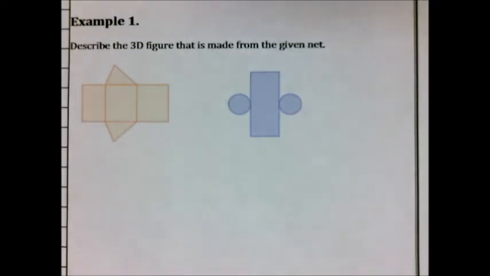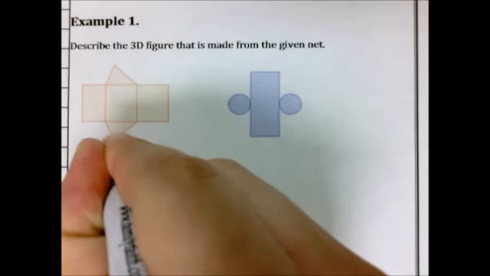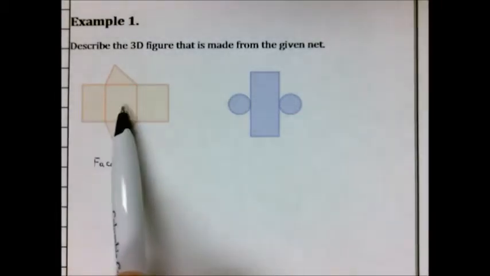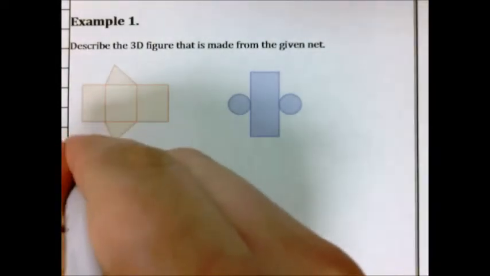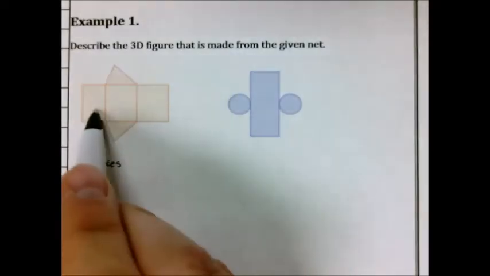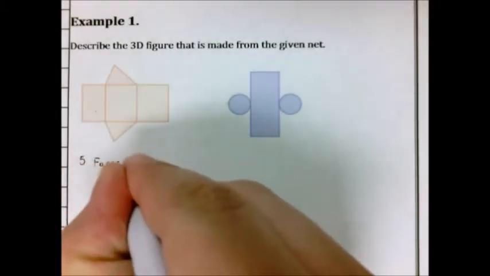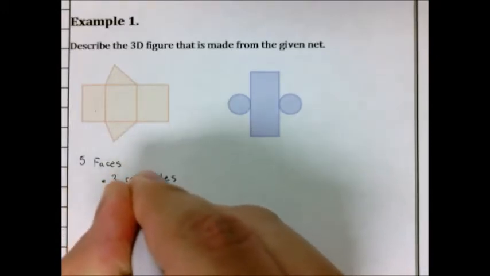Okay, so first let's identify how many faces there are. We can see each one of these sections here represents a certain face of the three-dimensional figure. It's like you have paper outlined, and if you fold these things all together, we make some sort of a shape. So how many faces are there? We see that there are 5 faces. And we need to identify the shapes of each of those faces. We have 3 rectangles and 2 triangles.